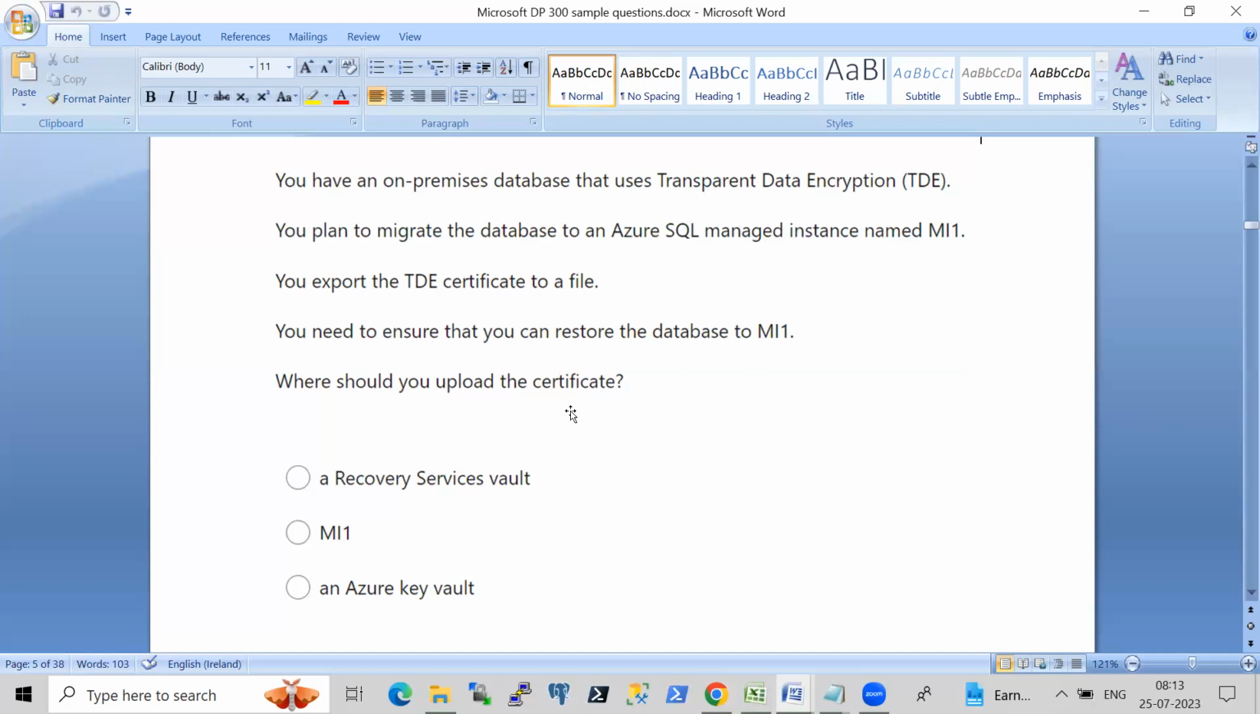So where should you upload that certificate? Especially this question: the support for TDE-enabled databases onto MI has started recently, meaning last year only. Previously, that support was not there. I mean, it was there, but it was very difficult to carry out. But if you can make use of Azure Data Studio, you can do it. You can do it with the help of Azure Data Studio.